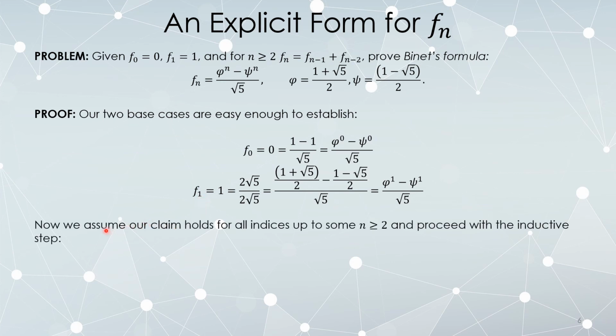Now we get to assume that it holds for all indices up to some n at least as large as 1, the last index that we proved in the base cases. Then we can proceed with the inductive step. So our recursive formula tells me a term of the sequence is the one before it plus the one before that. And if I adjust my indices, we get f sub n plus 1 is f sub n plus f sub n minus 1. Now f sub n was assumed to follow Binet's formula. So phi to the n minus psi to the n over root 5. But f sub n minus 1 was also assumed to follow Binet's formula. So phi to the n minus 1 minus psi to the n minus 1 over root 5.